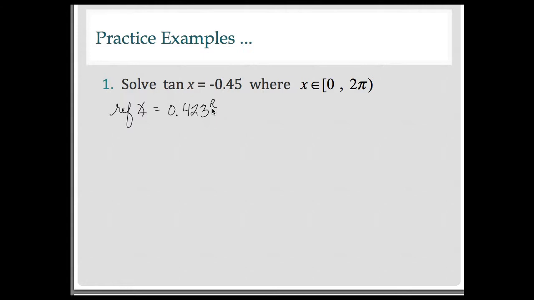Now we're going to figure out where our answers are going to lie. Well, remember, tangent is negative. So you need to think, in what quadrants is tangent negative? That's going to be the second quadrant and also the fourth quadrant. We're going to have an answer out of each one.